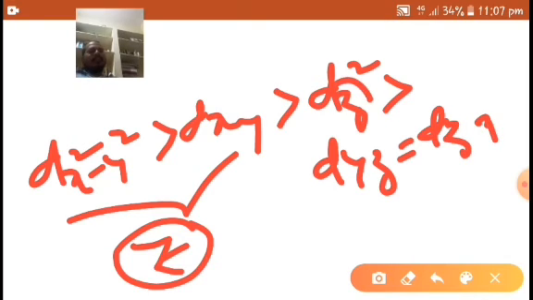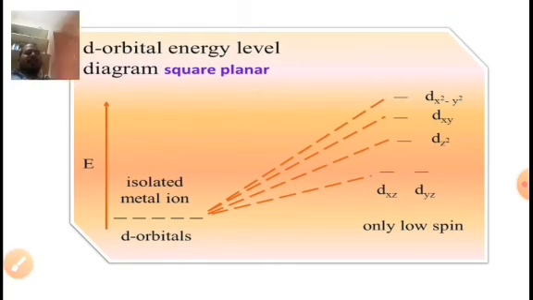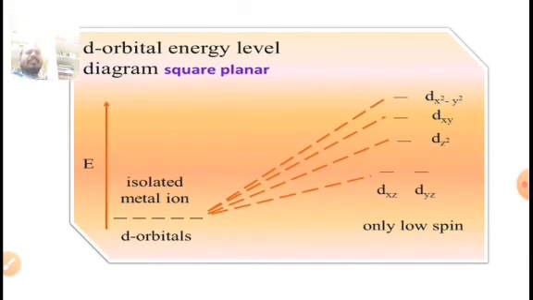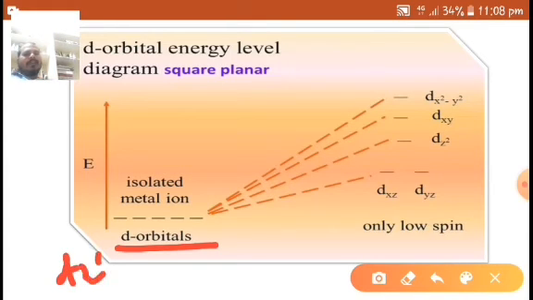So here there is z, that's why their energy is decreased. This is the order of energy of d orbitals in square planar complexes. We can explain these things in this slide. So for simplicity I am taking these orbitals as dashes. Here the 5 d orbitals are dxy, dyz, dzx, dx square minus y square and dz square, 5 d orbitals.